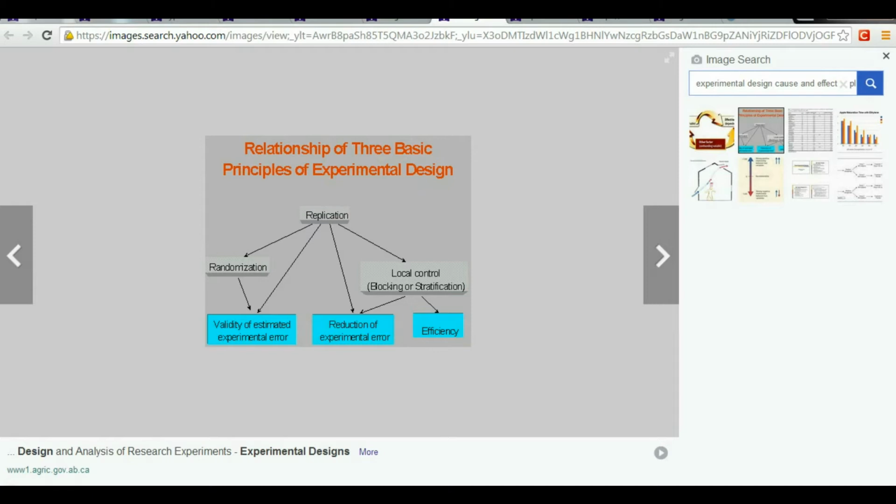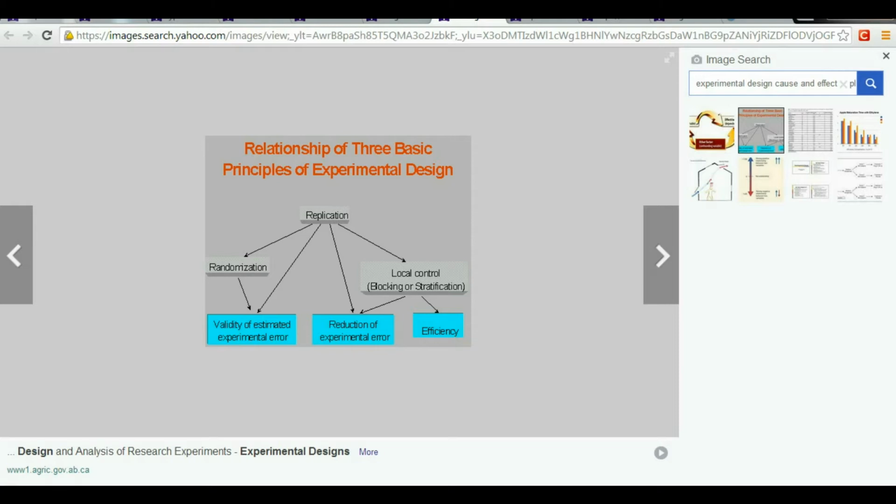Now, randomization is not randomly selecting your subjects. If we're doing high blood pressure medication, we don't go and randomly select people off the street, because the people that we're interested in are people who have high blood pressure. So that's the group we're given. If they come in with high blood pressure, we randomly assign them to treatments. That's very important.